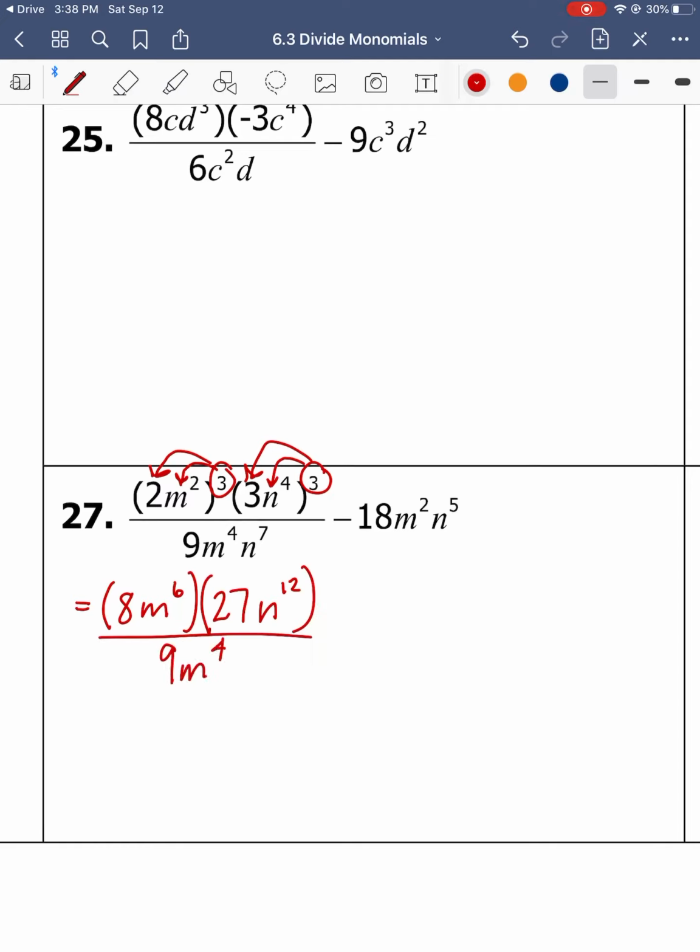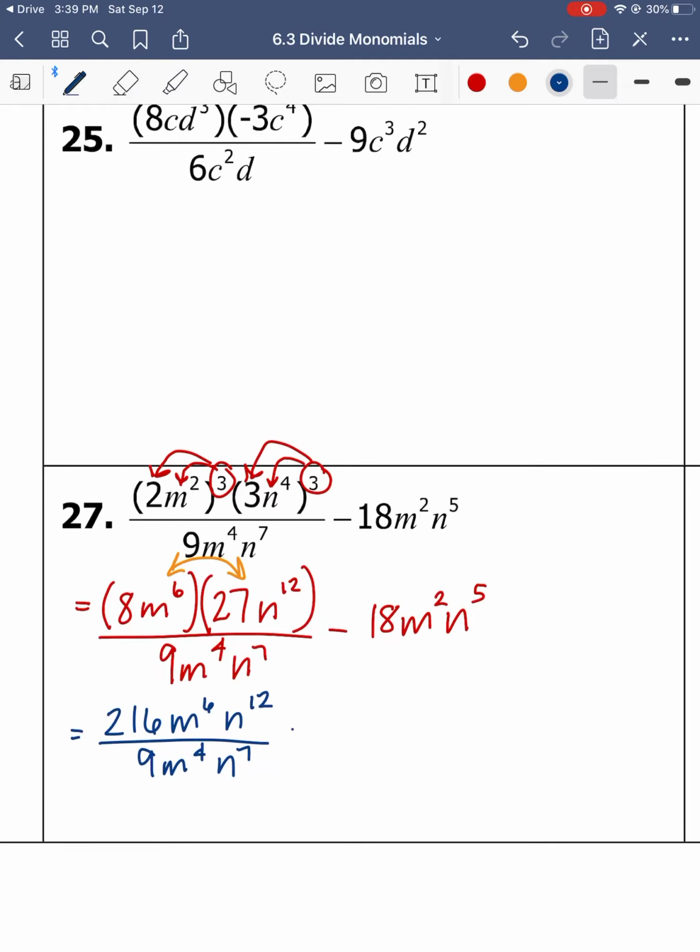The denominator stays the same. We're not doing anything with that yet. And then this whole term we can keep like that. All right. So now let's multiply. Oh, I'm in red now. I meant to be in blue. Now let's multiply this numerator here. Switch back to blue. So we'll multiply the coefficients. 8 times 27 is equal to 216. And then we'll keep m to the 6th, n to the 12th. That is all over 9, m to the 4th, n to the 7th.